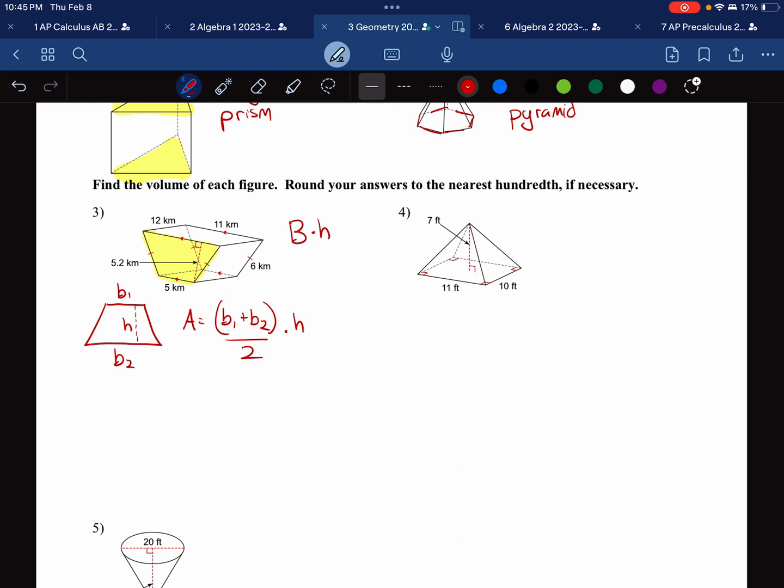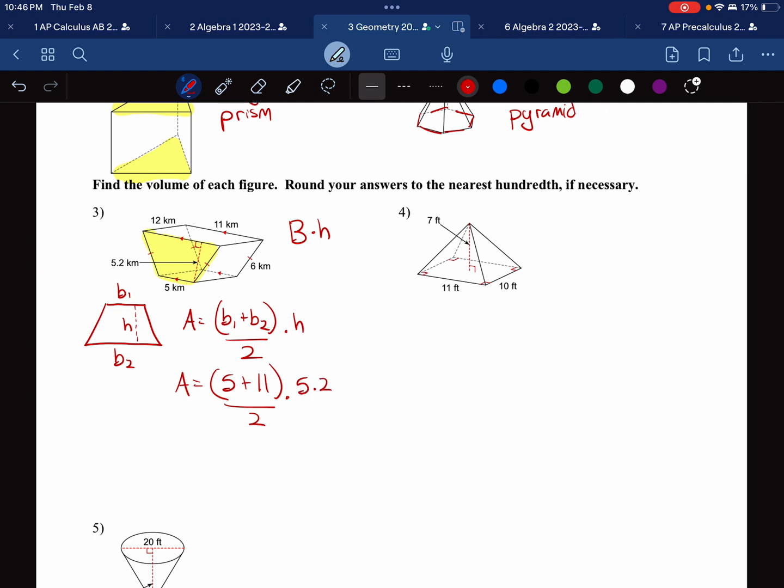So in this case, my area is going to be the tiny base is 5, the longer base is 11. It's kind of hard to see, but look, this length is 5. This length right here is the same length as this length right here, which is 11. So 5 plus 11. Then we're going to divide that by 2, and then we're going to multiply by the height. The height here, it says, is 5.2 for that length, so we're going to multiply by 5.2.